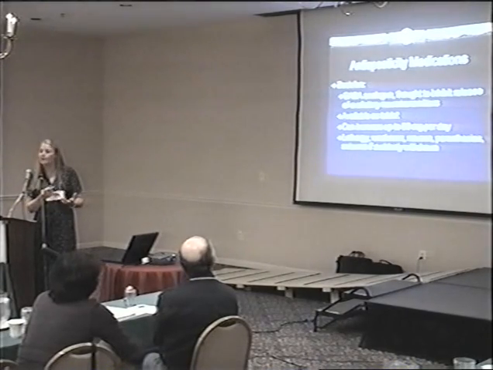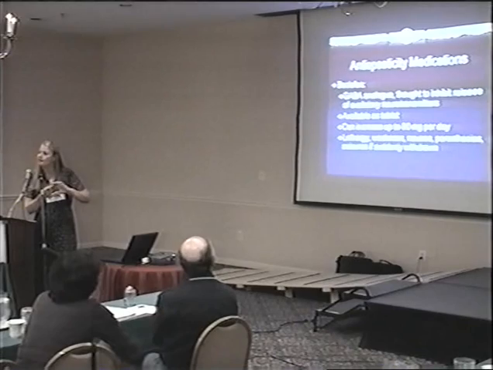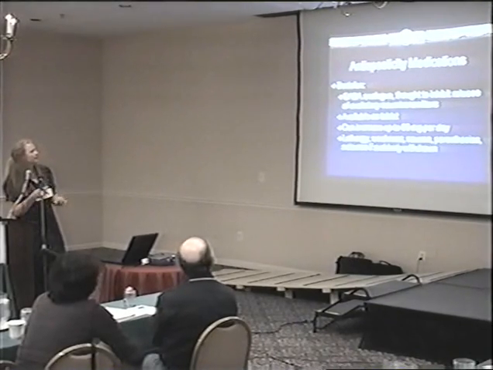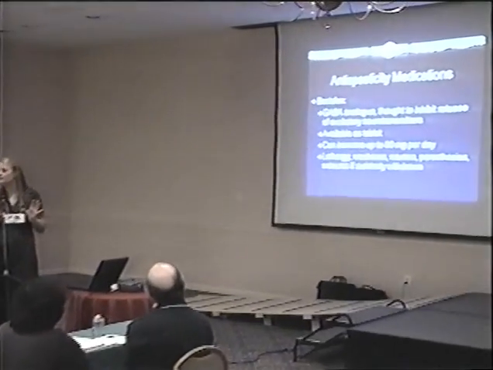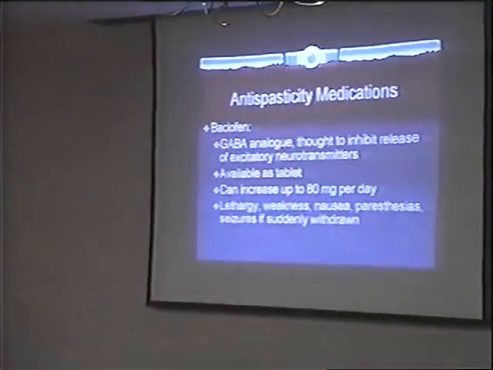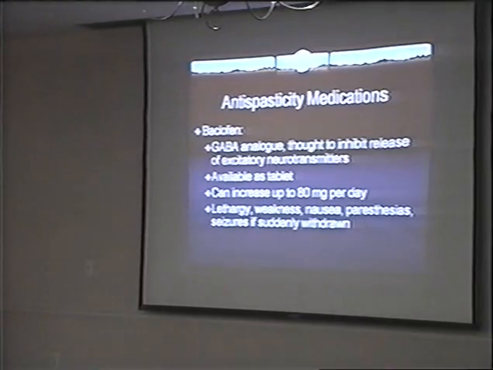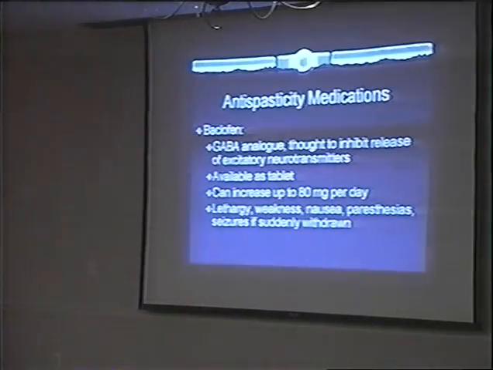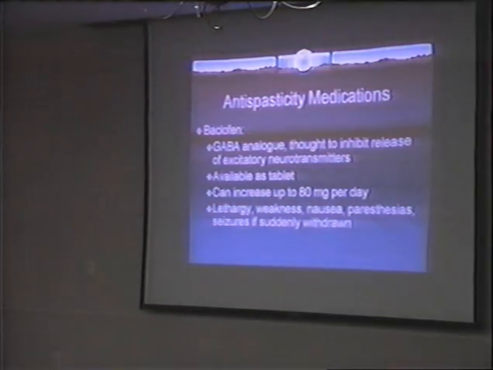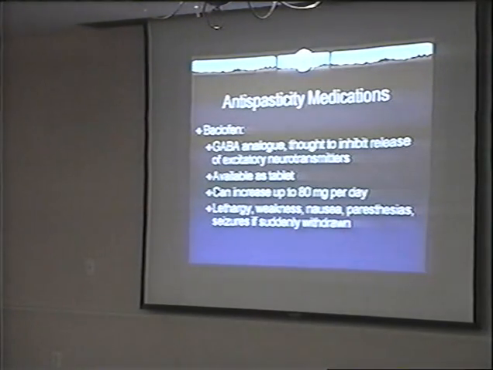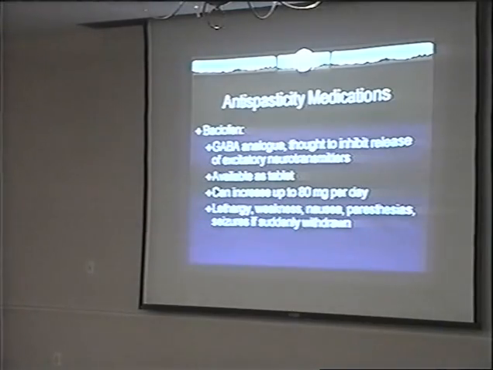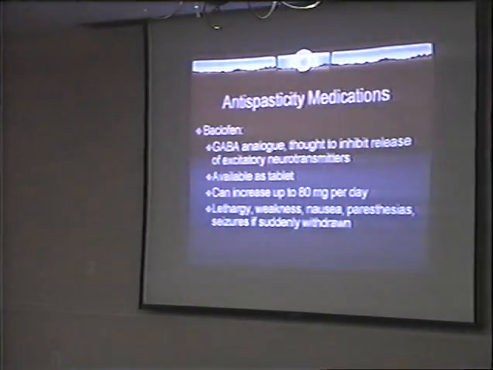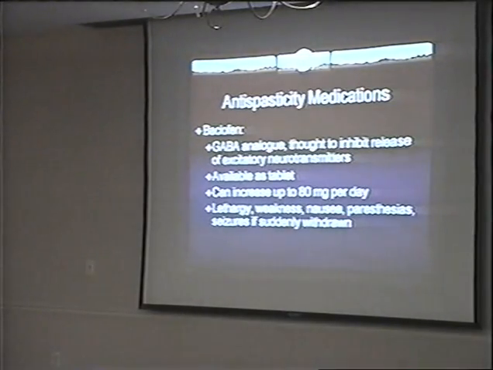It's a GABA analog. In other words, it looks like an inhibitory neurotransmitter called GABA. It's thought to inhibit the release of the excitatory neurotransmitter. So in a way, it functions like that upper motor neuron is supposed to, by inhibiting what's going on down below. It's available as a tablet, as you know. It can also be made in a liquid preparation if you need to. In adults, you can go up to 80 milligrams per day. I've heard of many adults on much more than that.